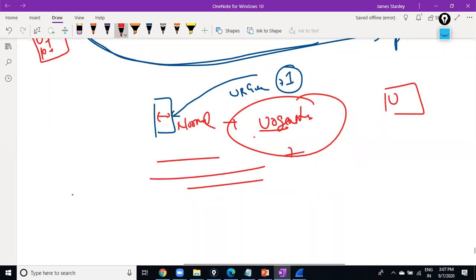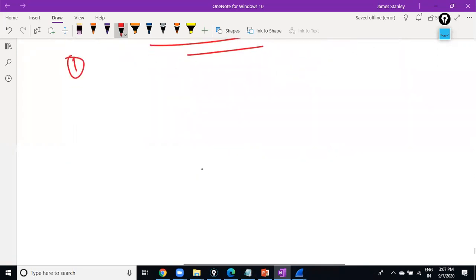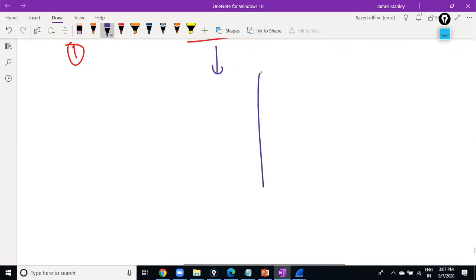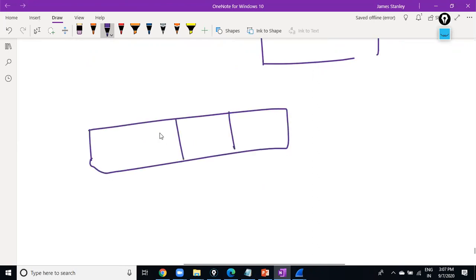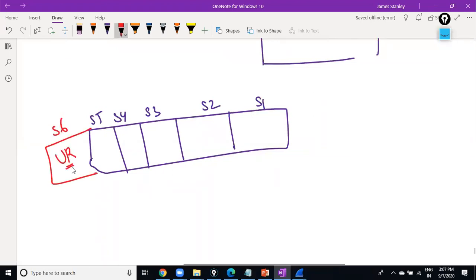Okay, this is the one concept. In one more book, something else was mentioned. From the sender side, both the books were correct actually, but let's consider the receiving side. These are the segments: segment 1, segment 2, segment 3, segment 4, segment 5, and this is segment 6, and this one is urgent.